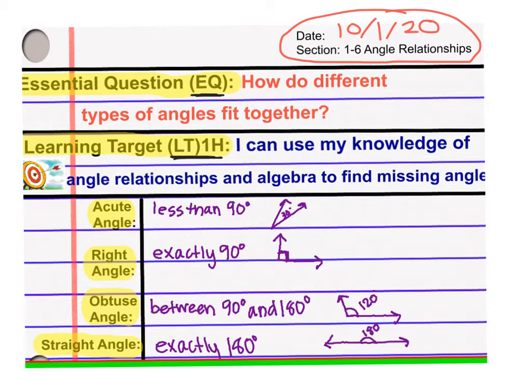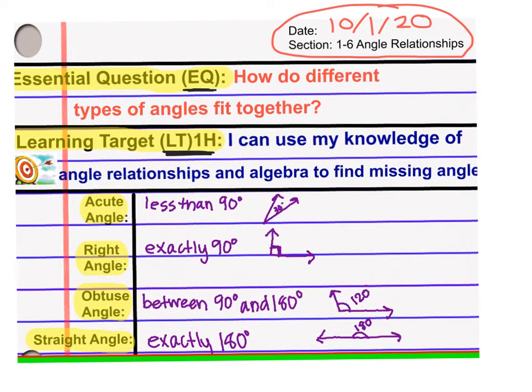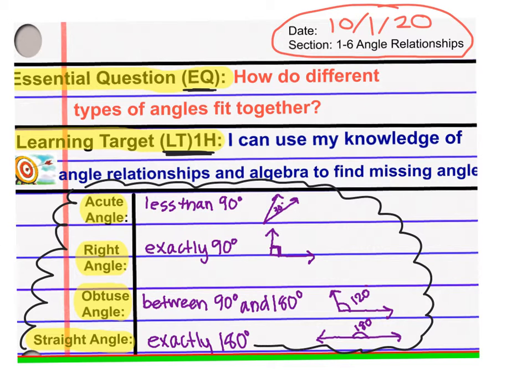Our learning target, 1H: I can use my knowledge of angle relationships, which we talked about last section in 1.5, and algebra to find missing angles. Now all of this here, before you ask why you're writing this down, this is all review. I just put this up here. You should already have it in your notes from section 1.5, so you do not have to copy. Don't copy unless you really want to.